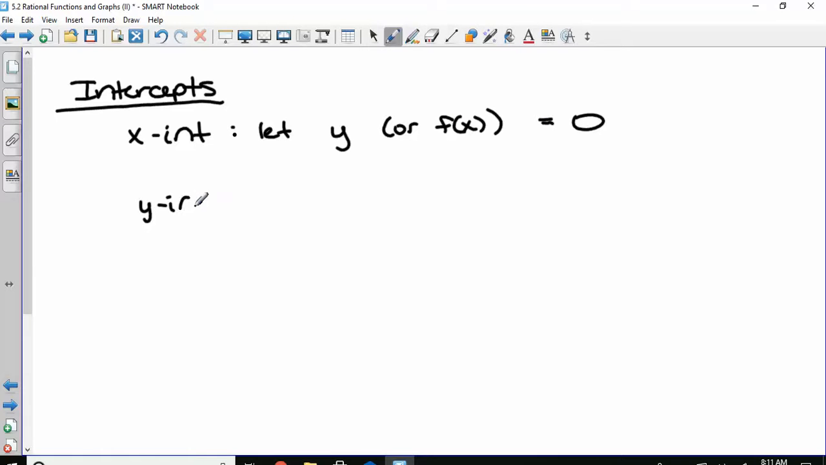To find a y-intercept, what do you do? Cover up the x, let your x equal 0. So if I ask you questions about those, you're just plugging in 0 for the opposite variable.